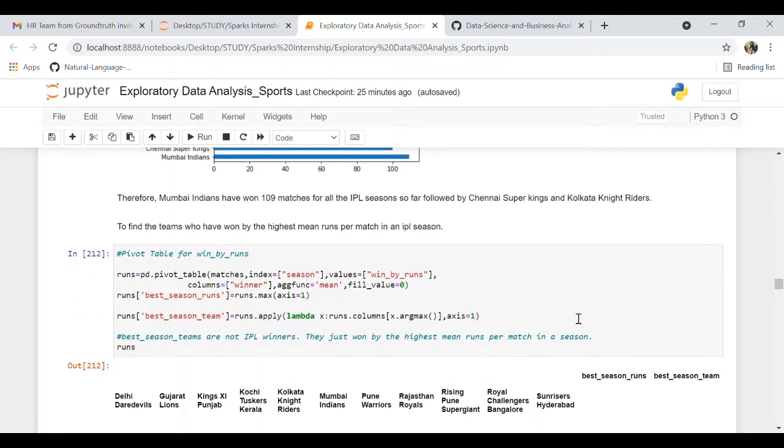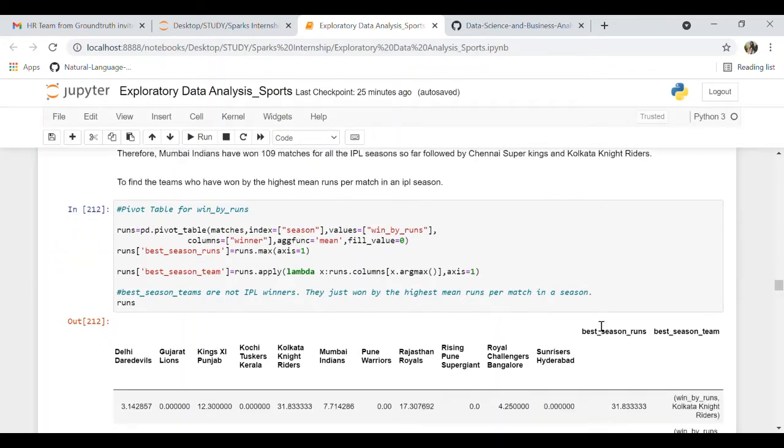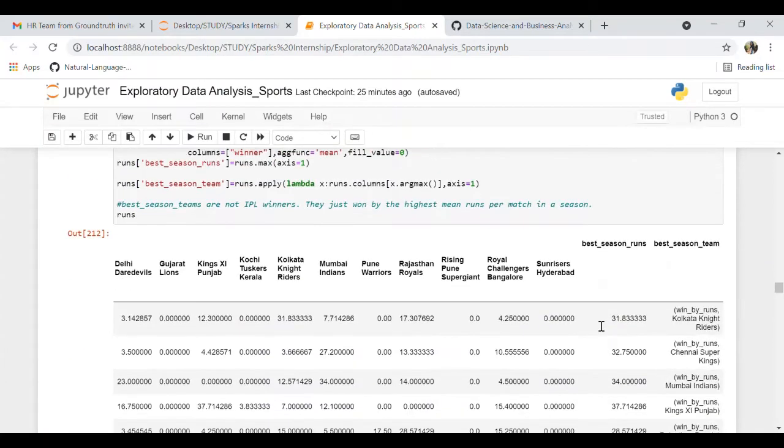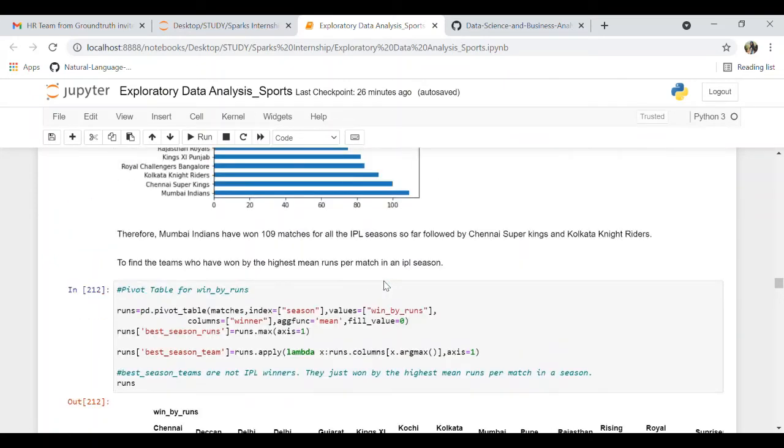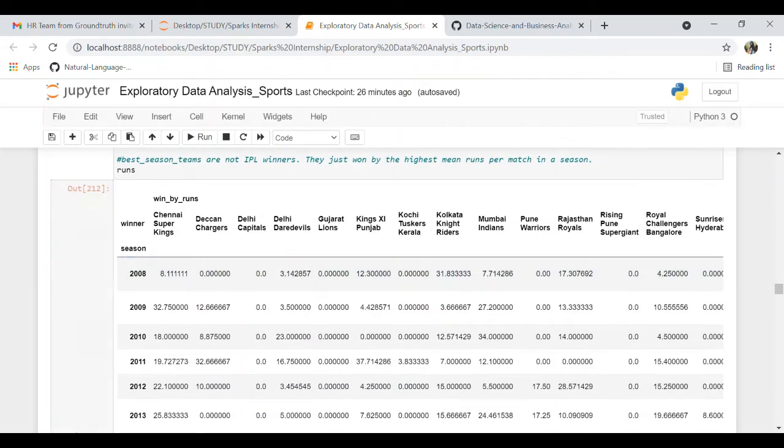Now, win by runs, as I was saying. We can also try to find out which team has won by the maximum runs. So here we have just tried to get a cross tab. This is a pivot table where it shows the season, the winner teams, and the win by runs data, which shows the mean win by runs value.